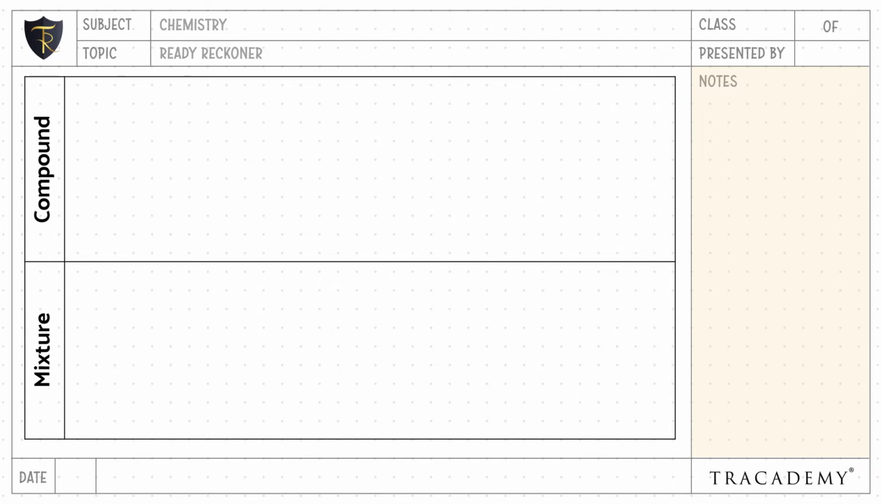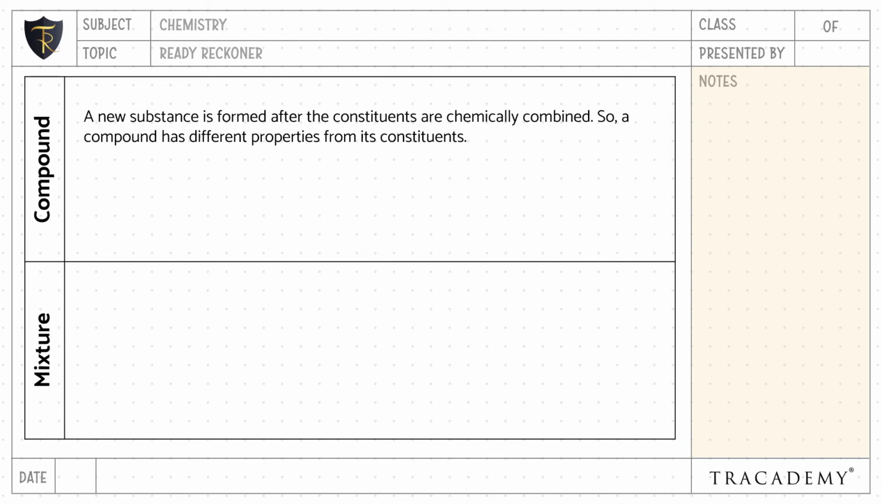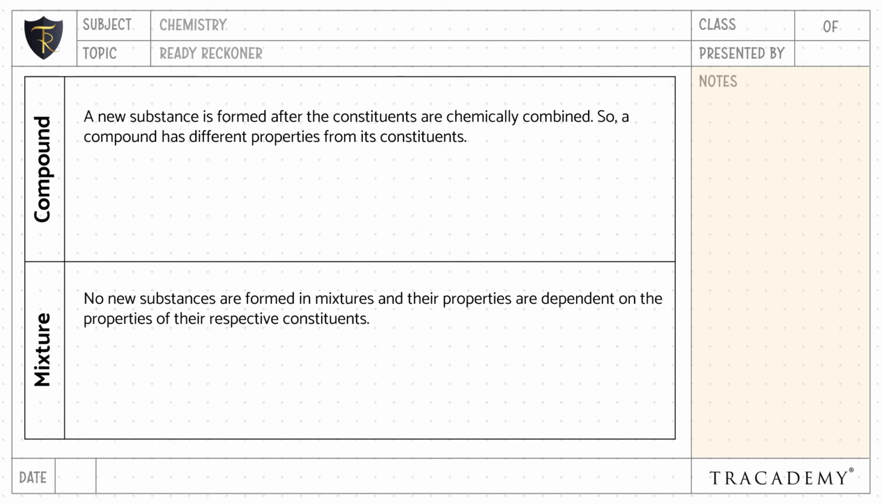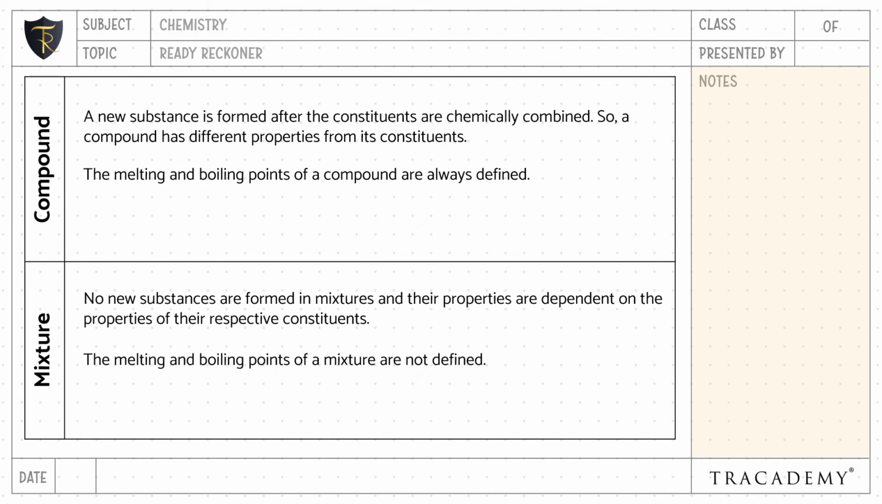A new substance is formed after the constituents are chemically combined, so a compound has different properties from its constituents. No new substances are formed in a mixture, and their properties are dependent on the properties of their respective constituents. The melting and boiling point of a compound are always defined.